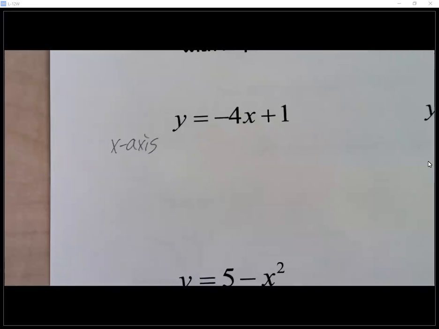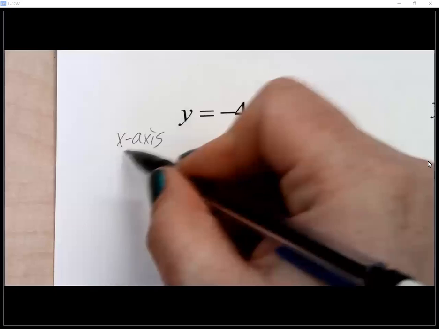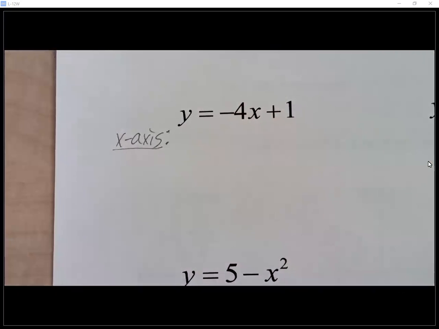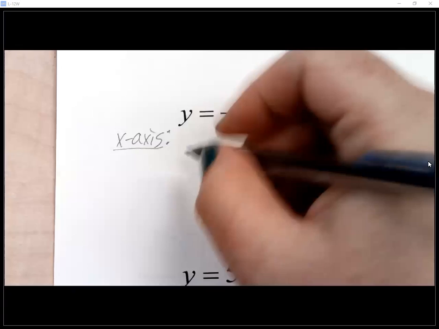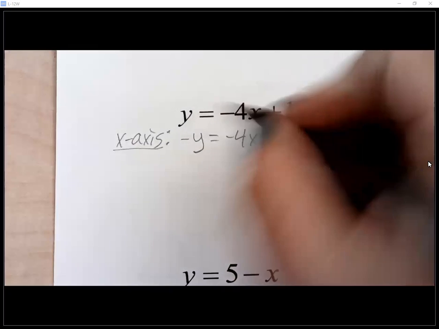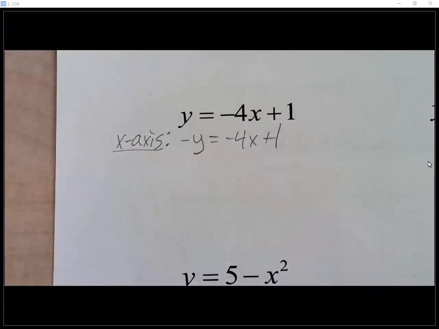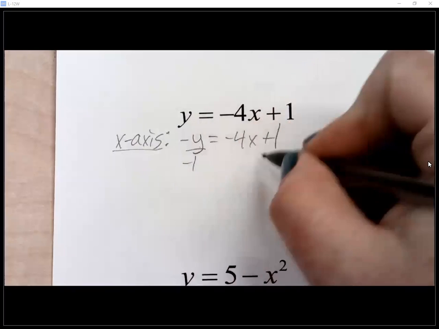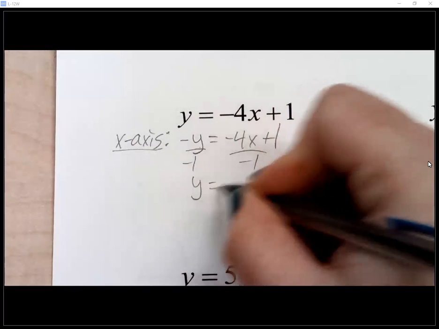Let's see how we work this out. So here's my test. Remember, for x-axis symmetry, we're supposed to replace y with negative y. So let's try it. Negative y equals negative 4x plus 1. I want to simplify this, so I always want my y to be positive. I could divide everybody by a negative 1. I get positive y equals positive 4x minus 1.